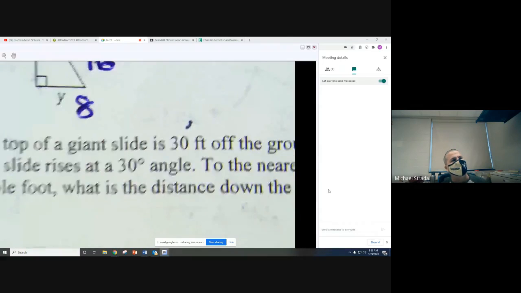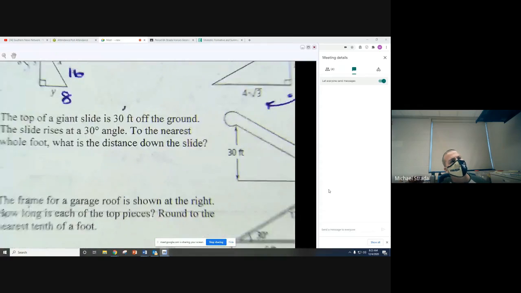Work on 16 real quick. The top of a giant slide.